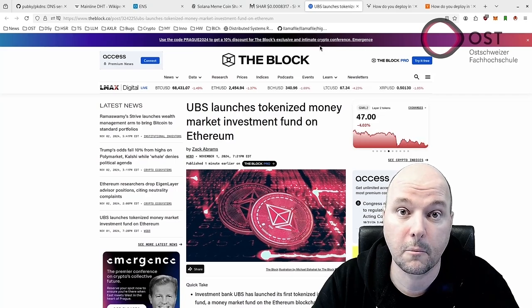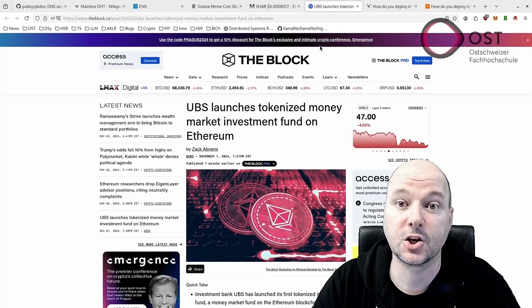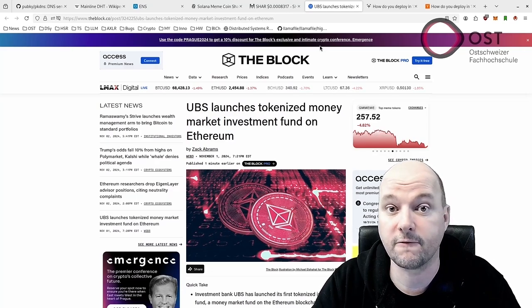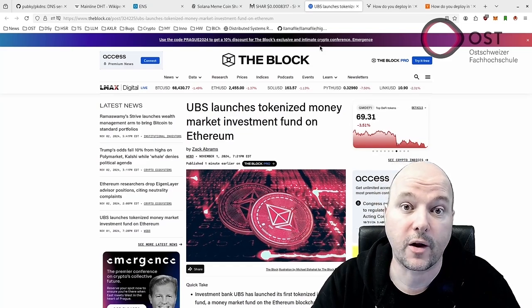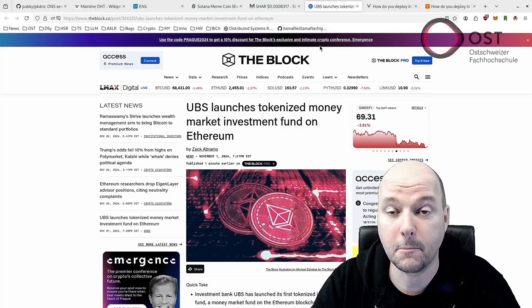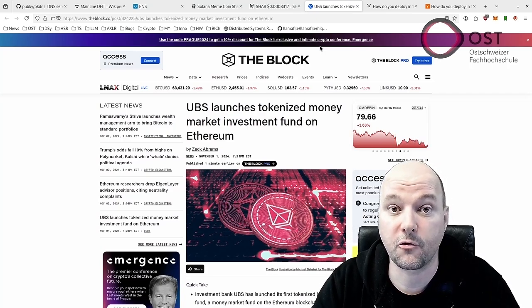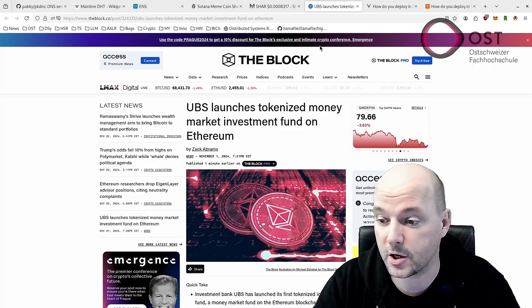$523 million in their BUIDL fund, which is a tokenized fund that invests in short-term US Treasury bills, making traditional government securities available on the blockchain. And Franklin Templeton has $408 million in their government money fund, showing how traditional finance is embracing blockchain technology.